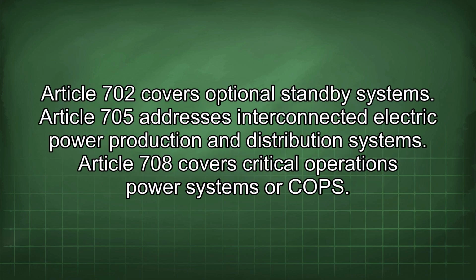Article 702 covers optional standby systems. Article 705 addresses interconnected electric power production and distribution systems. Article 708 covers critical operations power systems or COPS.